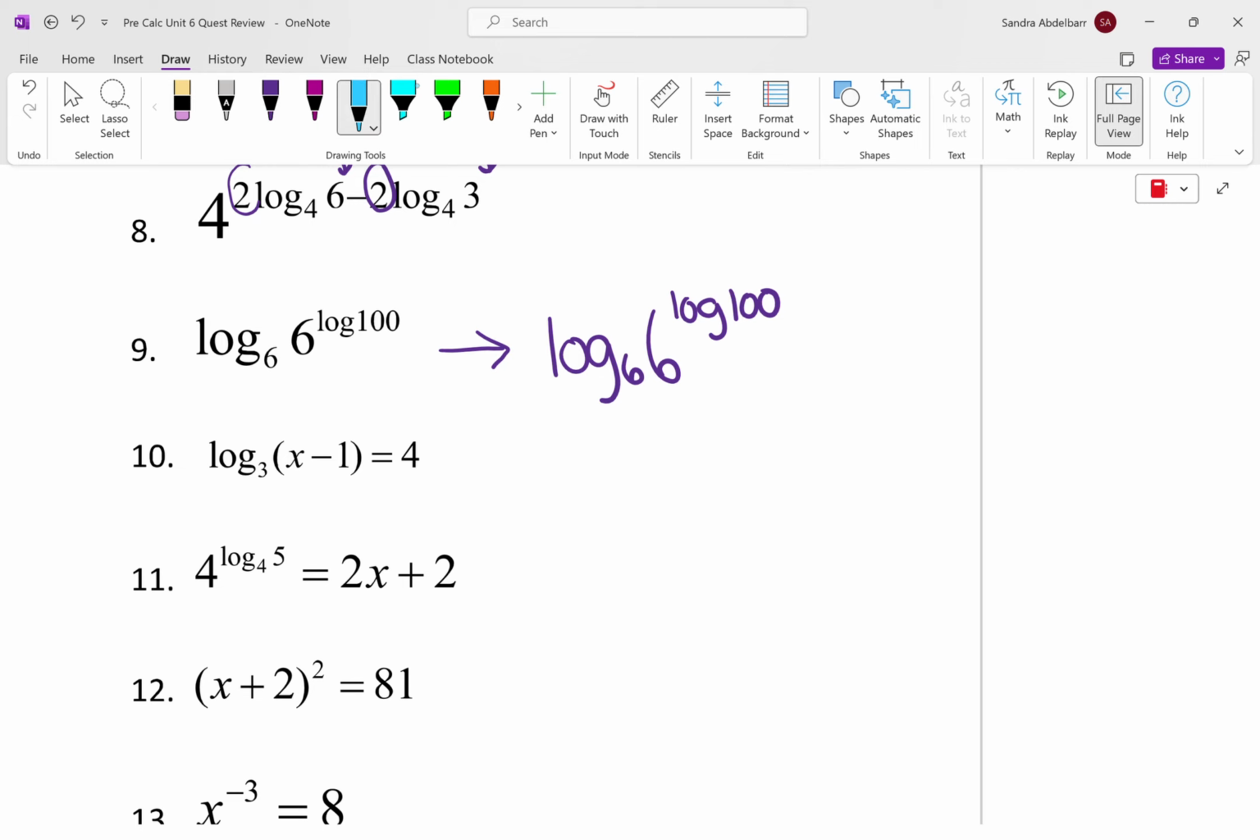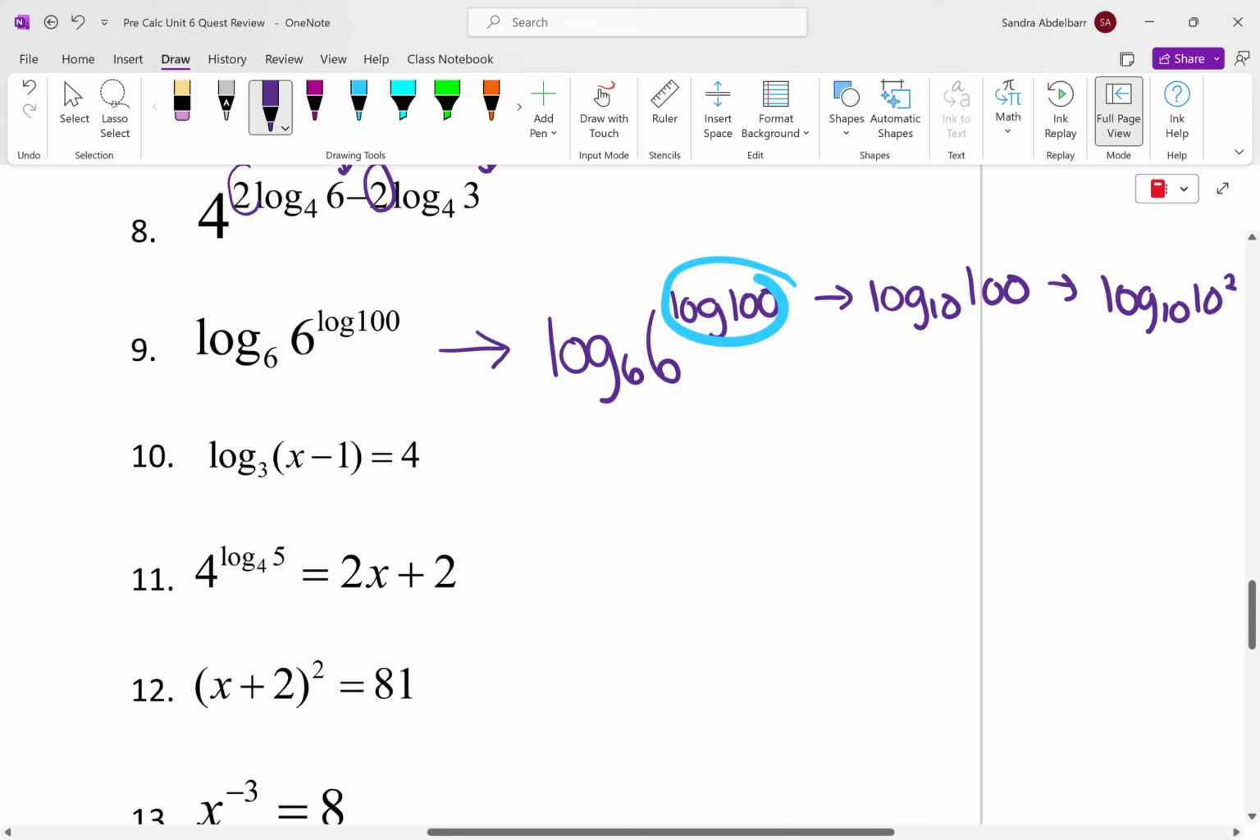Log base 6 of 6 to the log of 100. I'm starting off by changing this. Remember, this is log base 10 of 100. Well, isn't that the same as log base 10 of 10 squared? So what is that? 2. So this is log base 6 of 6 squared. And what's the shortcut? 2.